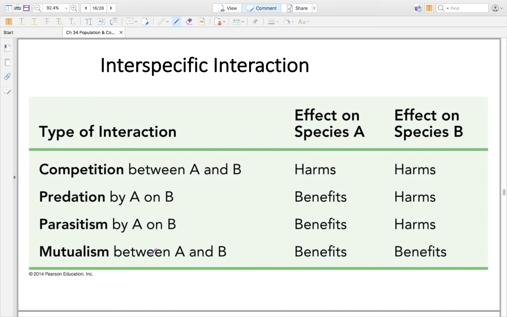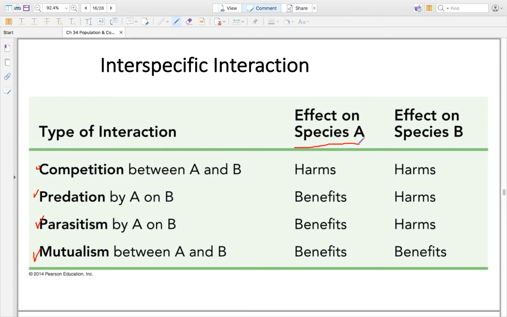Okay, so we're going to look at different types of interspecific interactions. Of course, there's competition, predation, parasitism, mutualism. Now, here it's showing, this is a great table to look at and study.